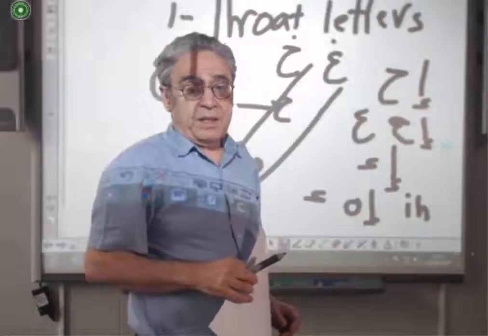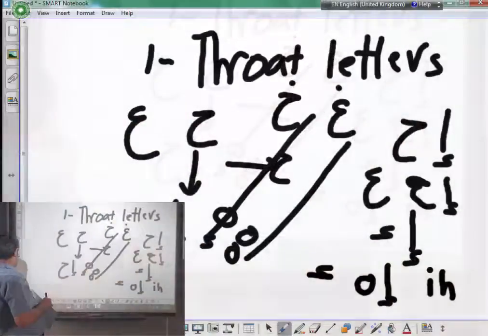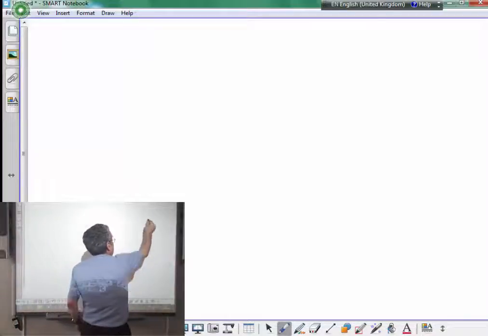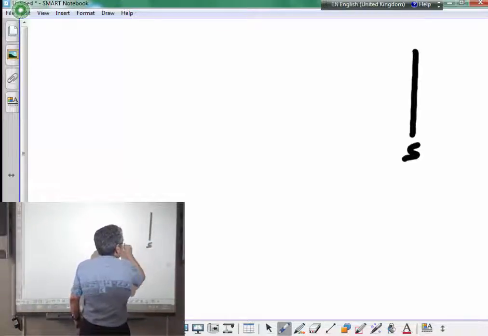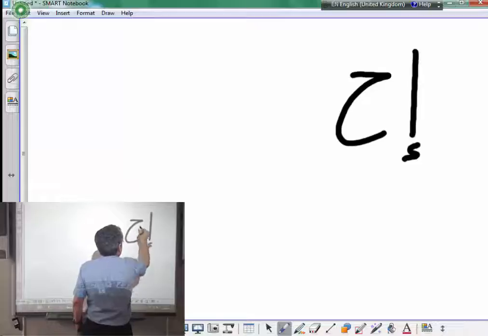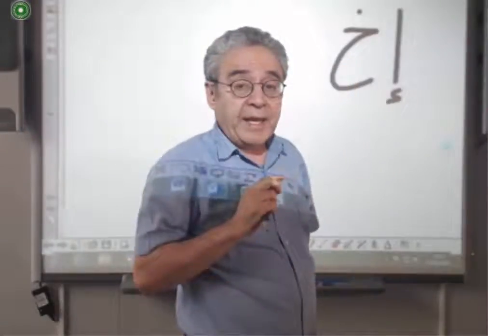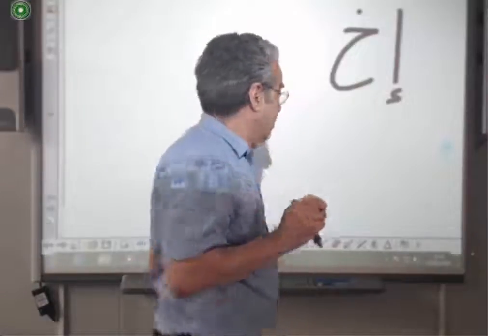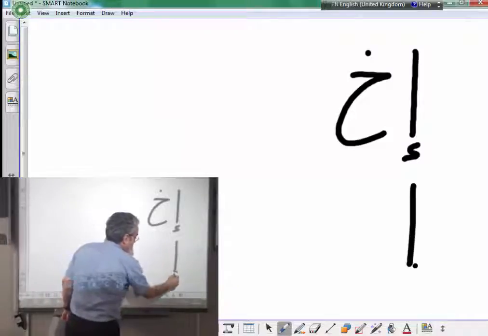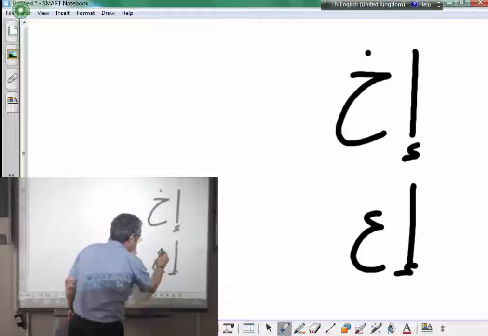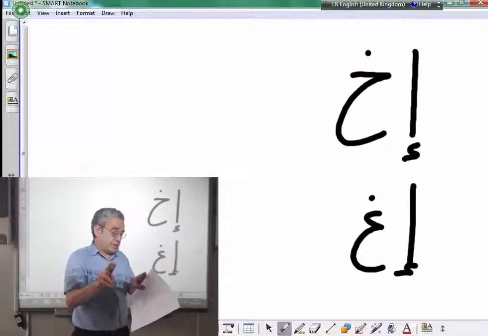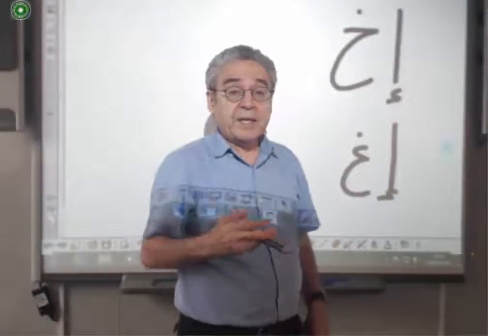Kha, Ghain. So let us pronounce it in a different way. Let us put it with the tool, as we used. Say it with me. Then we have the other letters which are emitted from the same point, but with two different branches. I want you to say it.